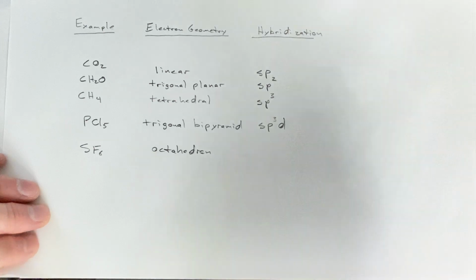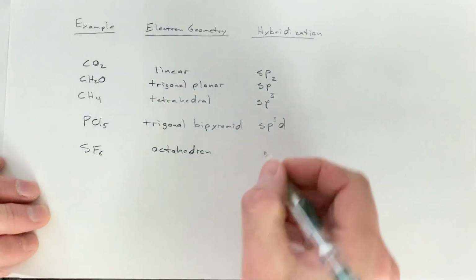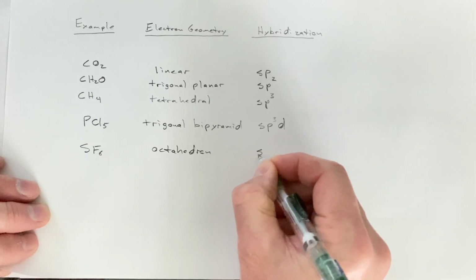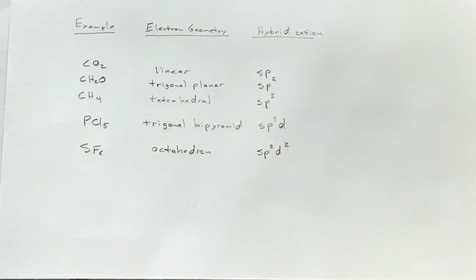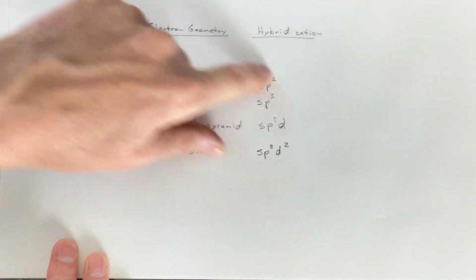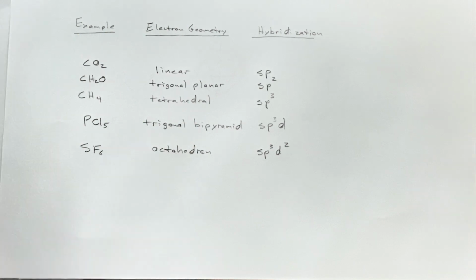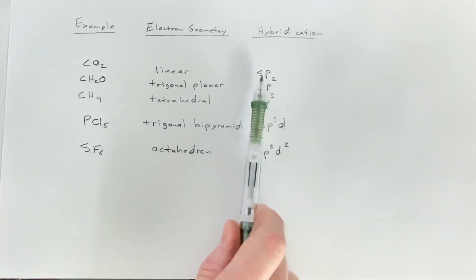So if an atom has an octahedron for its electron geometry, then that atom is sp3d2 for its hybridization. This is important to know. Again, there is a direct correlation between the hybridization and the electron geometry. Now we turn around and say, okay, that sounds great. What does it get us?